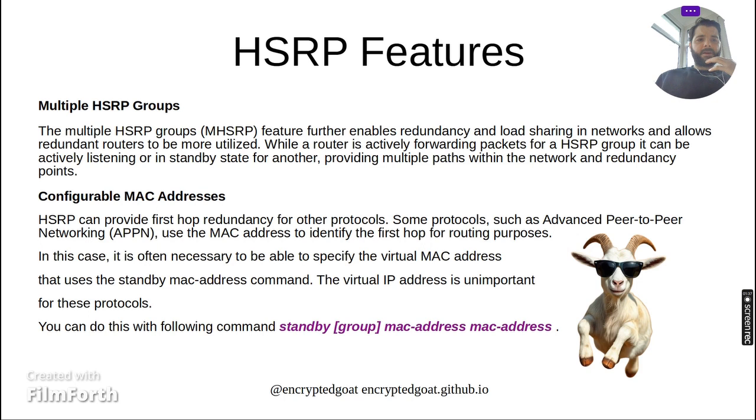And also configurable MAC addresses. You can provide first hop redundancy for other protocols, such as advanced peer-to-peer networking, which use the MAC address to identify the first hop for routing purposes. In this case, it is often necessary to be able to specify the virtual MAC address using the standby MAC address command. And the virtual IP address is unimportant for these protocols, so it is just MAC address focused. And just the command there as well if you want to set that up.